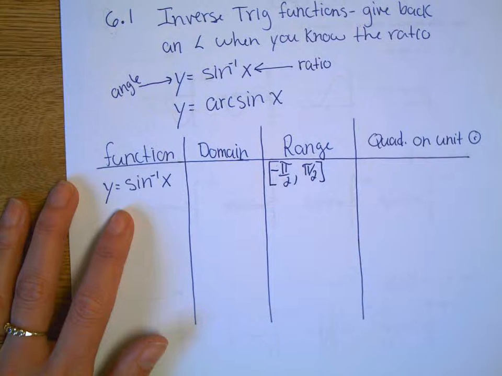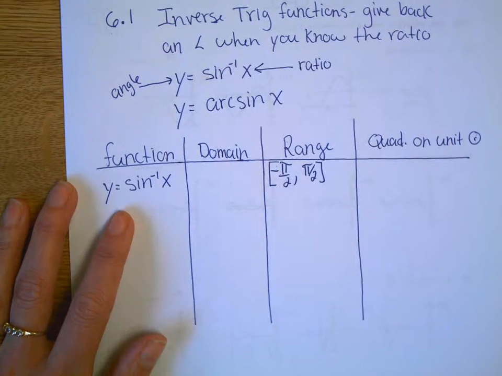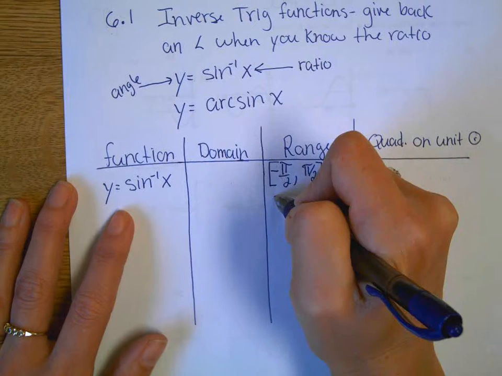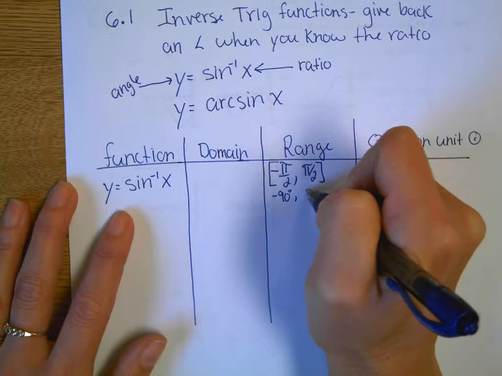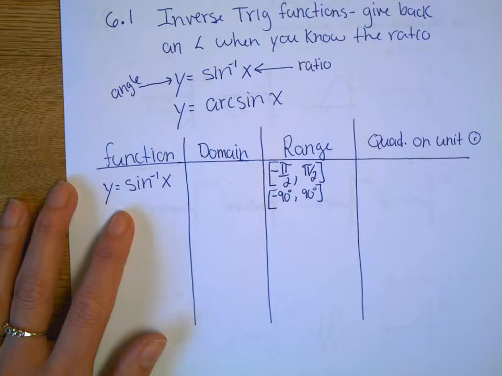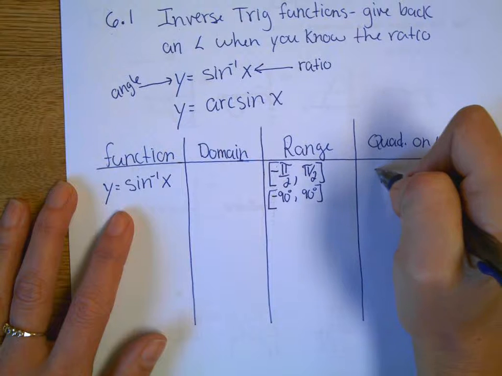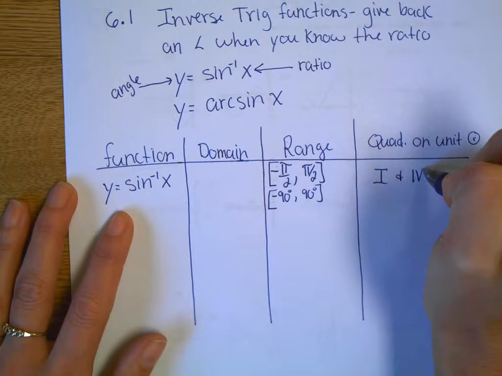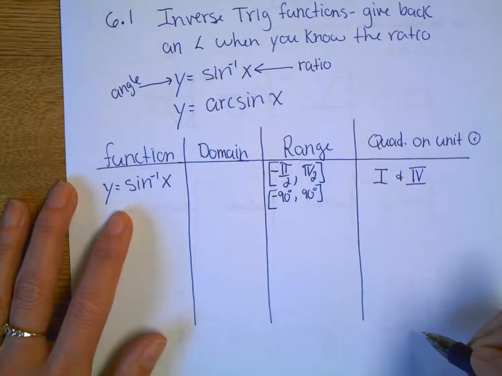What would that be in degrees? What's pi over 2 in degrees? Do you have your circle sheet? Can you find pi over 2 on there? Where is pi over 2 at? 90. So where is negative pi over 2 going to be? Negative 90, which is down at that 270. So the range is negative 90 to 90. What two quadrants are we going to be looking at then if I'm going from negative 90 to positive 90? 1 and 4. We are only going to look in quadrant 1 and quadrant 4 for our angle measures for sine.